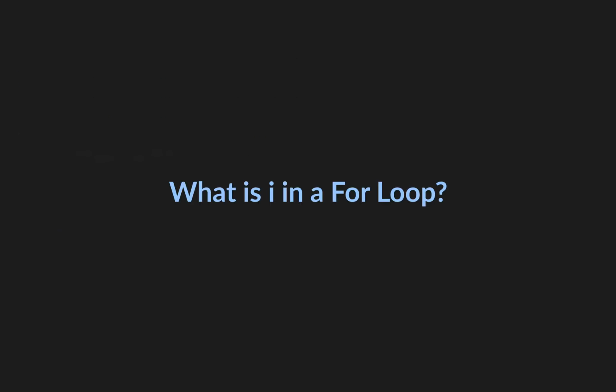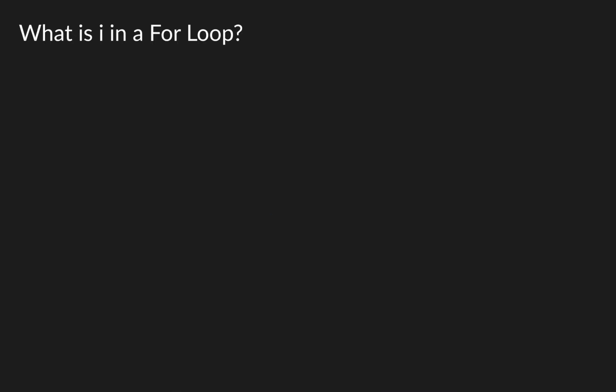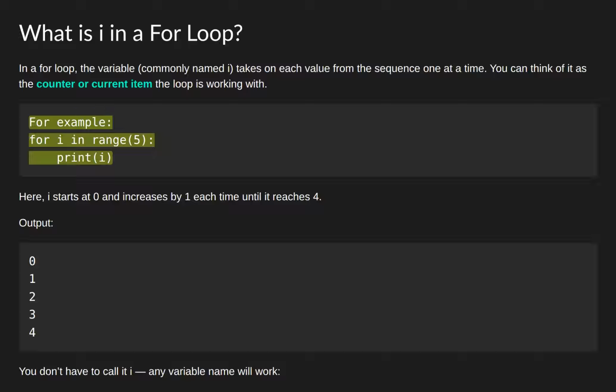What is i in a for loop? In a for loop, the variable, often called i, takes each value from the sequence, one at a time. It acts as a counter or represents the current item the loop is processing.